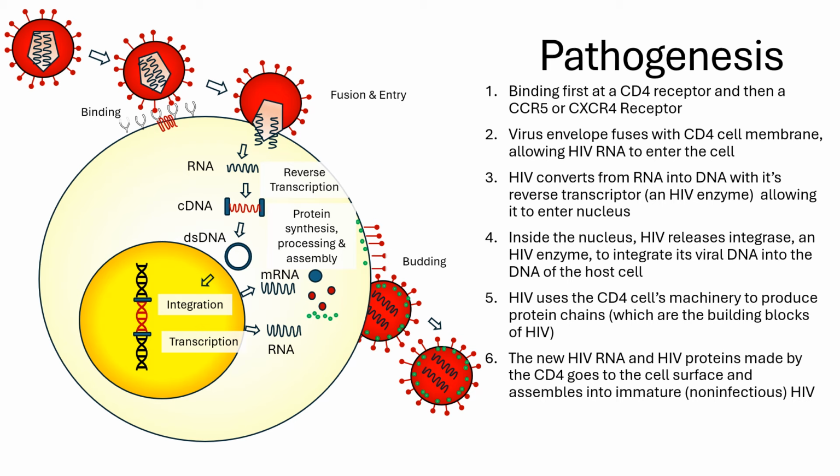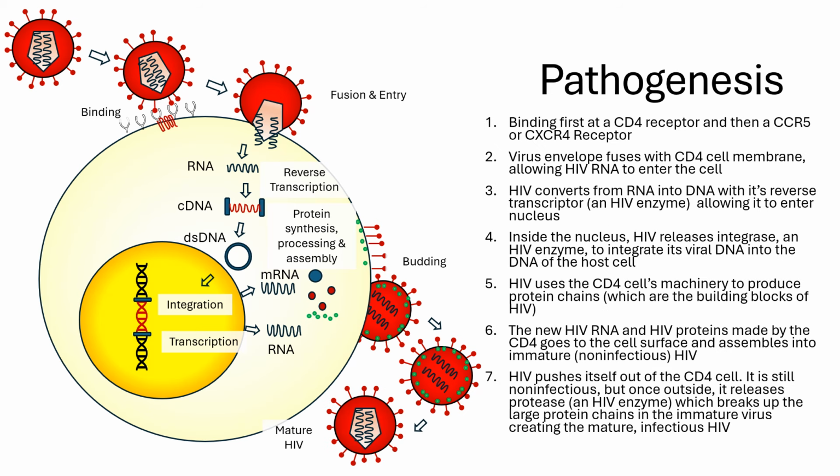The next step involves HIV leaving the nucleus of the cell and going to the cell surface. Now, while it's still within the cell, there are more processes happening, such as protein synthesis, assembly, and so on, to make an immature HIV virus. So the next thing HIV needs to do is it has to form a bud, like it pushes itself out of the cell and forms an immature virus. But it's not ready yet to cause further infection until it releases an enzyme called protease, and that breaks up the large protein chains in the immature viruses and creates mature infectious HIV viruses.